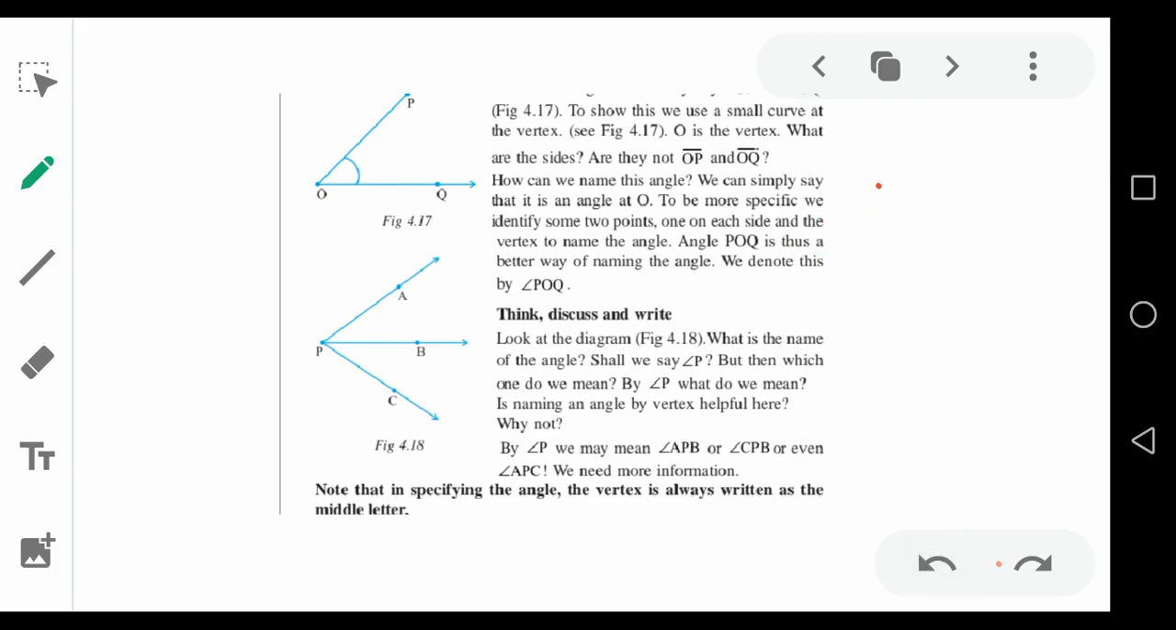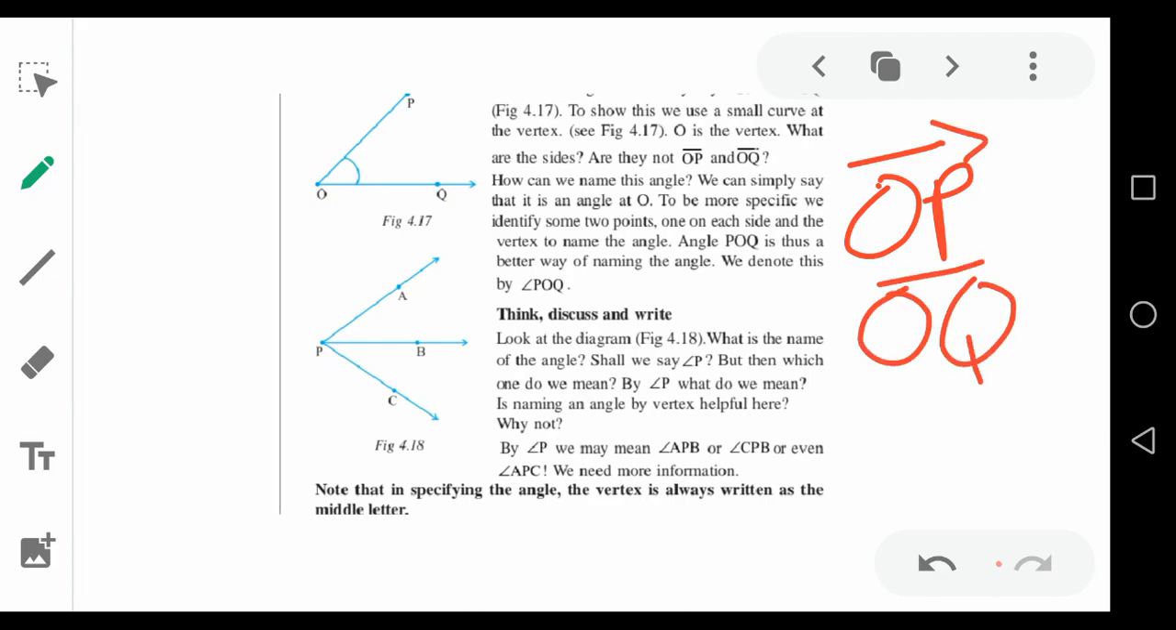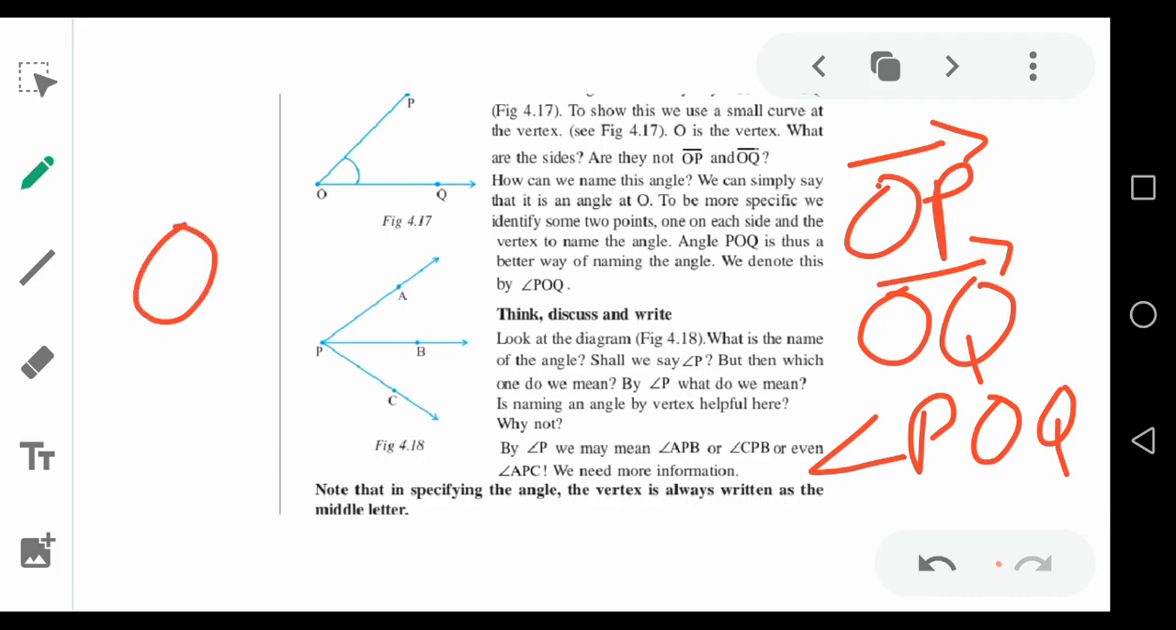And which are the arms of this angle? OP. Above OP, what should you write? Is it ray or line segment or line? It is a ray, so you have to put one ray. So OP and OQ are the arms or sides of the angle POQ. Understood? OP and OQ are the sides or arms of the angle POQ, and O is the vertex.